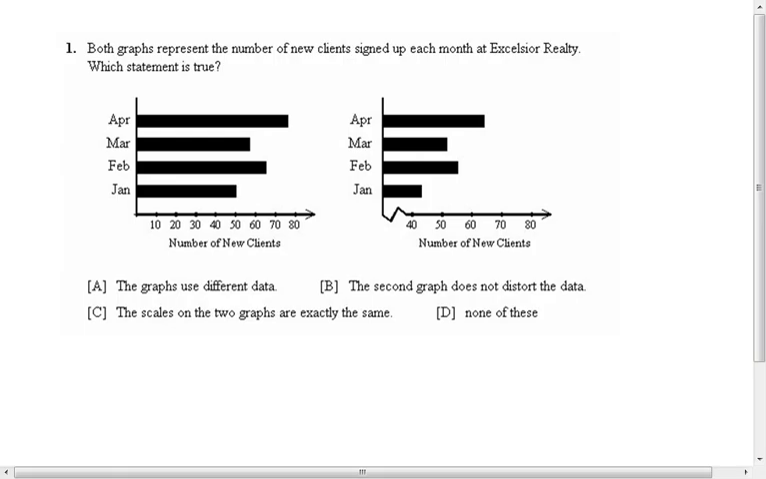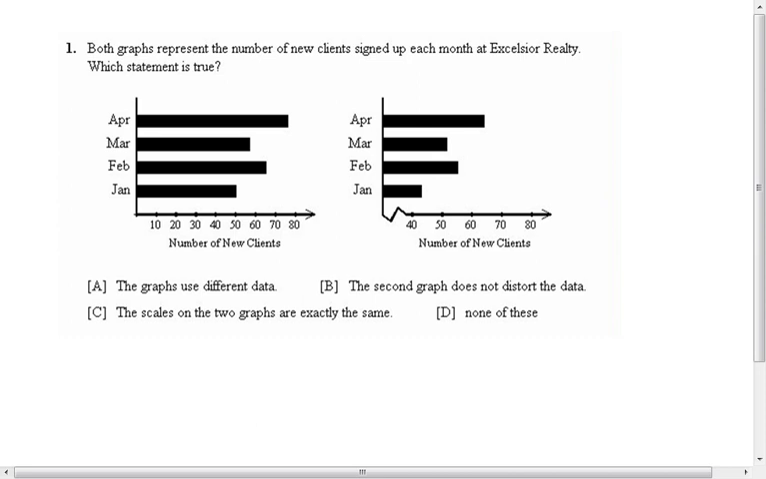All right, then you guys, this is going to come up on your accelerated math homework for tonight, and it's going to be some questions about different misleading graphs. And the key thing that you want to look for, as I'll go through some of these, is it says both graphs represent the number of new clients signed up each month at Excelsior Realty. Which statement is true? Okay, so first of all, the graphs use different data.